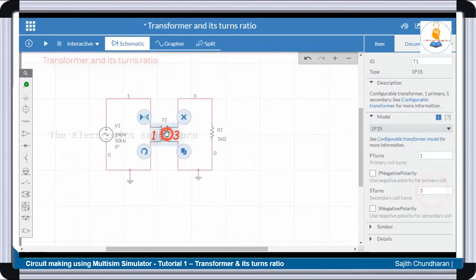When it is 1:3, what does that mean is primary, if there is only 1 turn, then the secondary will be 3 turns. Similarly, if primary is 2 turns, secondary will be 3 into 2, that is 6 turns. So that is the ratio. So that is what it is called, 1:3. So it will be a multiplication of 3 in the secondary compared to the primary coil.